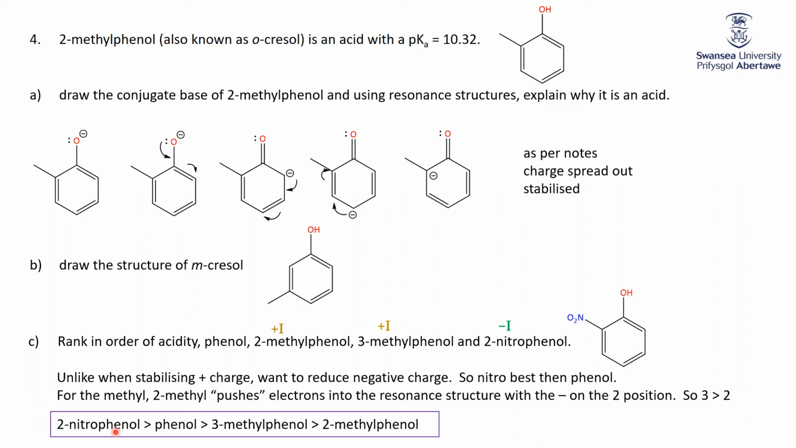nitro best because it's sucking electron density away, phenol because it's just phenol, and then of the methylphenols, 3 is better than 2 because that 2-methylphenol actually has a resonance structure where the methyl group is directly in conflict with that extra electron density there. Hopefully this all made sense.